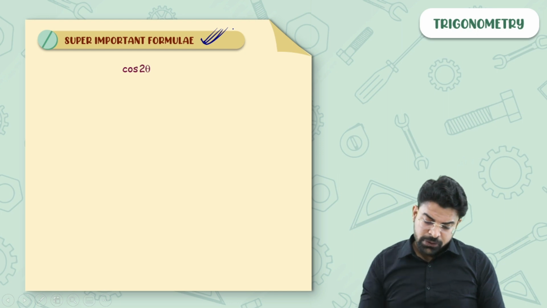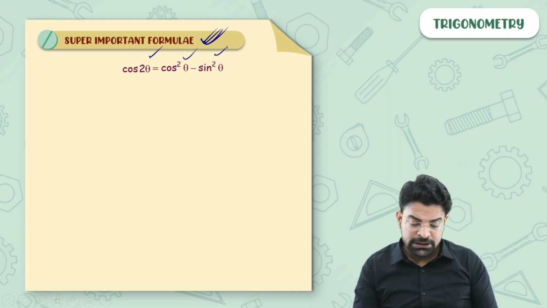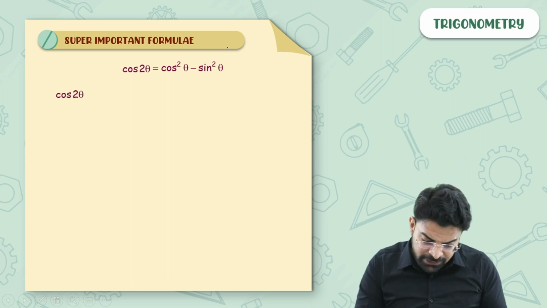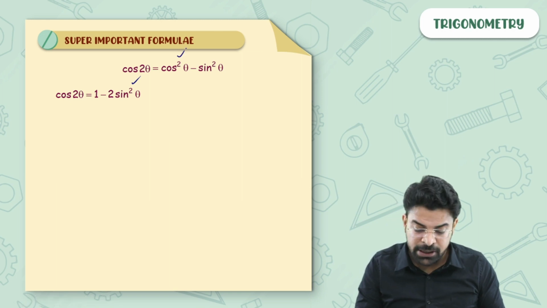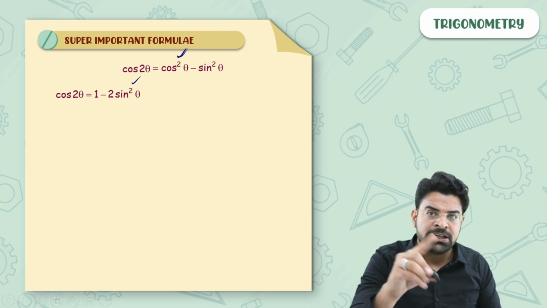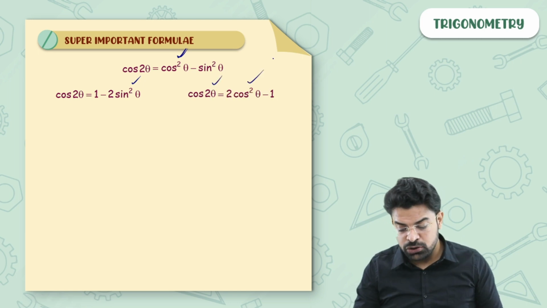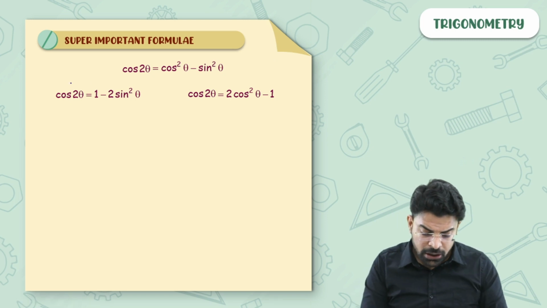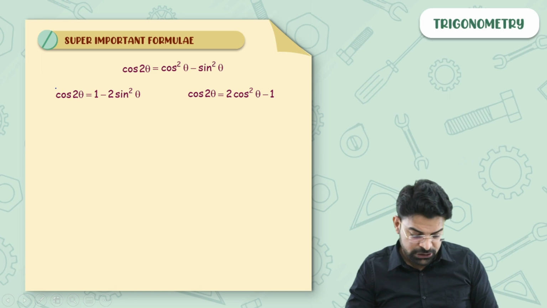So now here we know that cos 2 theta can be written as cos square theta minus sin square theta. And then we learned that cos 2 theta can also be written as 1 minus 2 sin square theta by eliminating cos square theta and writing it as 1 minus sin square theta. Moreover, we learned that we can even write cos 2 theta as 2 cos square theta minus 1. Right? Now, first let's focus on this one, that cos 2 theta is 1 minus 2 sin square theta.